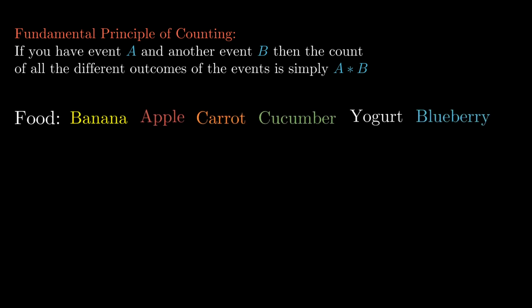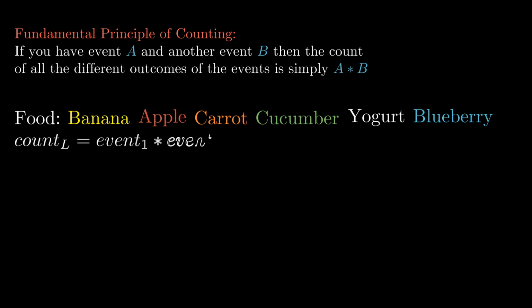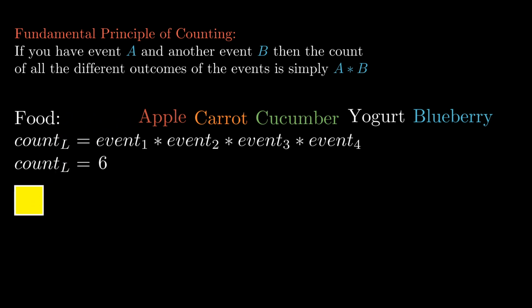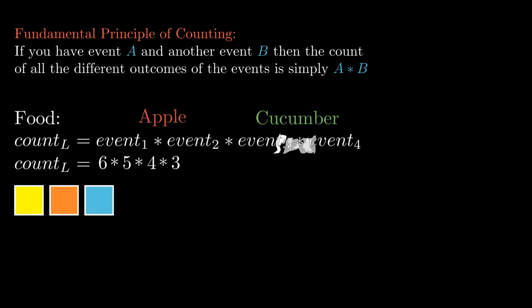Okay, so let's imagine you have all 6 items, but you can only eat 4 before getting full. How many different ways could you eat one item at a time? First, you could select from 6 items, then you could choose from 5, then 4, then 3. That gives us 6 times 5 times 4 times 3, or a total of 360 ways.